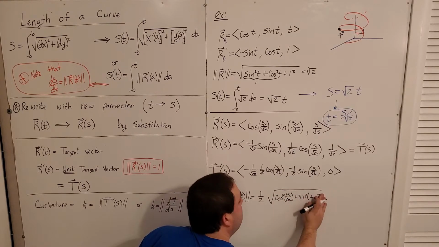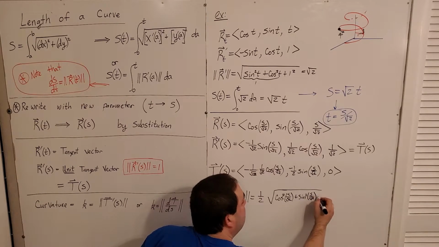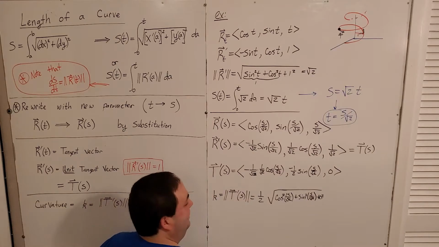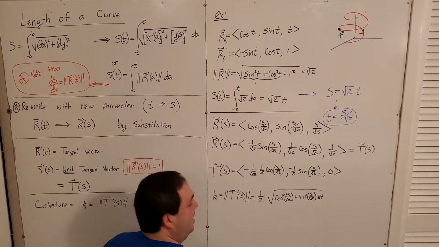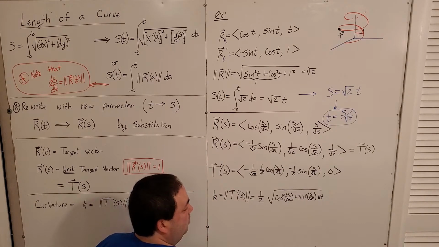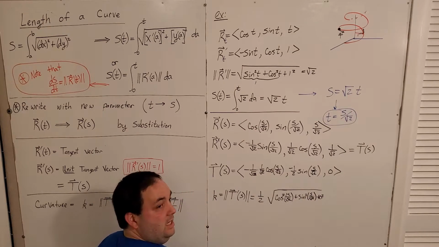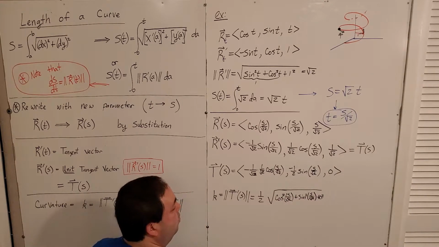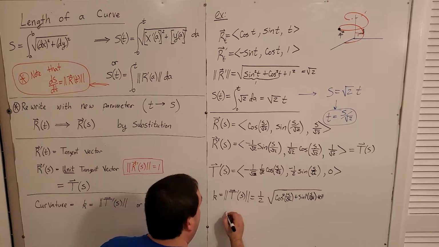That seems to be the theme of this particular curve, doesn't it? And now you know why I picked it. Cosine squared plus sine squared, of course, is 1. Plus 0 is still 1. Square root of 1 is 1, times 1/2. So my curvature is 1/2.